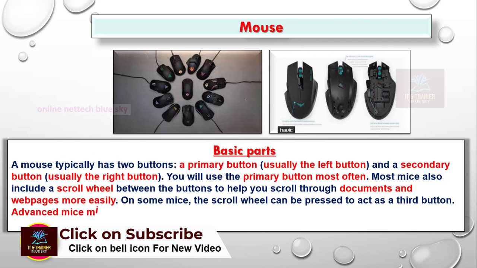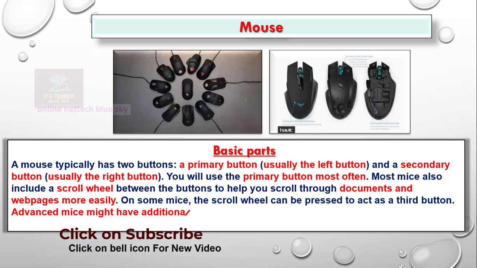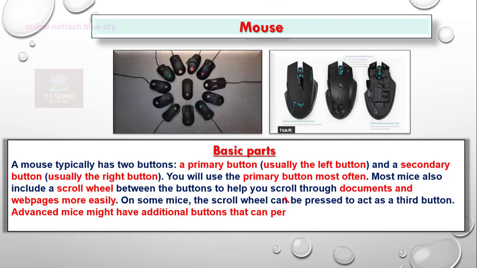Sometimes the mouse scroll wheel can be pressed as a third button. So what is the third button? Pressing the scroll wheel gives a third button. This is an advanced type of button, and it is found on optical mice. Old generation mice, just like the trackball type, do not have a scroll wheel or a pressable third button.